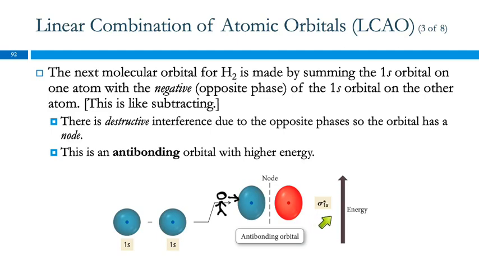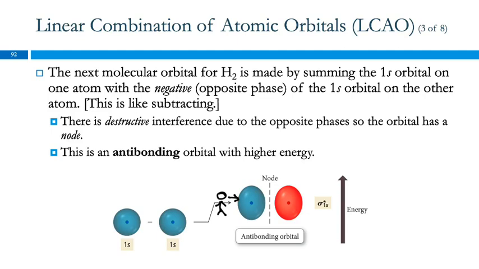So sigma 1s, because it's also composed of 1s orbitals, and then we put an asterisk here to indicate that it's an anti-bonding orbital. So sigma 1s is bonding, sigma star is anti-bonding. Any questions yet?